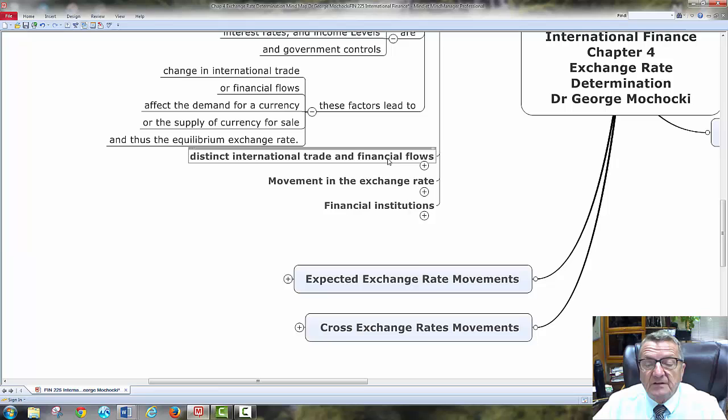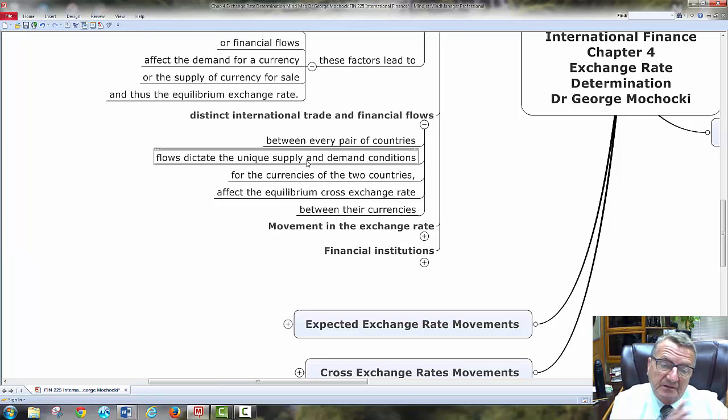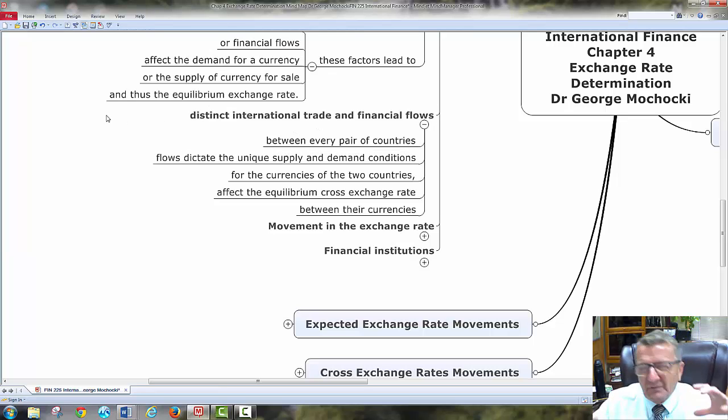Distinct international trade and financial flows between every pair of countries. Flows dictate the unique supply and demand condition. You know, I only got me and another country, two. Now I'm operating three, or maybe operating 10, or maybe operating Citibank and Chase. They operate in all the countries, so you got a different relationship between that. They have to monitor all of that. But once going on, they can move it over here or bring it from a different currency. But they've got that. You know, that's their whole expertise. You could do that also. You don't have to worry about the whole world. I mean, you have to know what's going on.